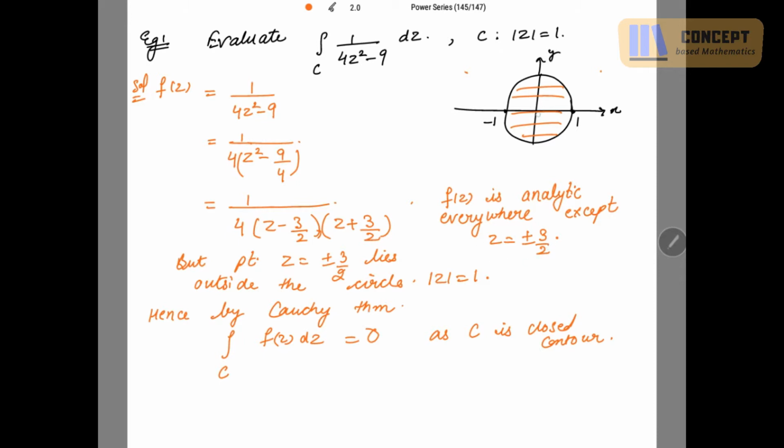So the function is analytic inside the circle, and it is a closed contour. By Cauchy's theorem, the integral over C of f of z dz is 0. That is, the integral over C of 1 over (4z squared minus 9) is 0. If any of the points lies inside, then the integral is not 0. Then that integral would be 2 pi i, as per the remark.